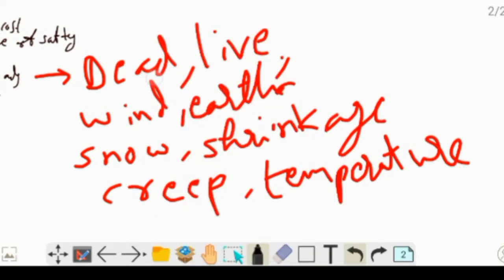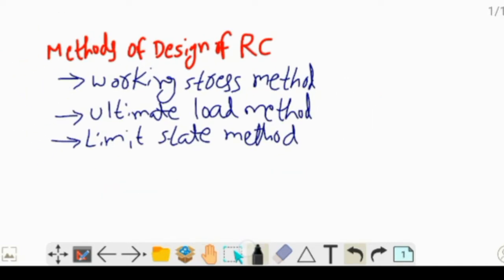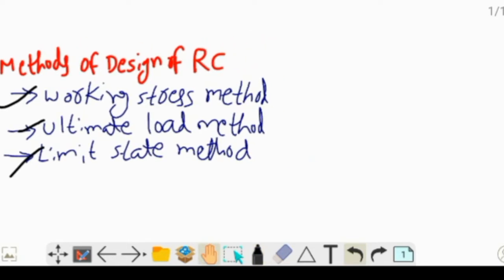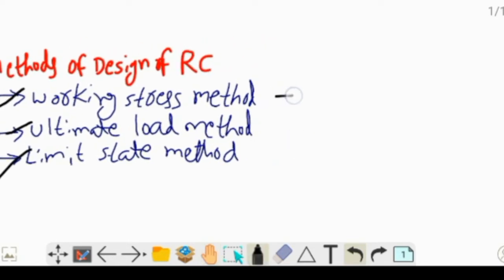Dead load is the weight of the structure acting on it. Live load is the weight of the moving persons or things on the structure. And wind force, earthquake force, snow, we all know that. Shrinkage and creep we discussed in the last video. Temperature also we know that. Working stress method, ultimate load method, limit state method. These three methods have been developed for the design of reinforced concrete structure.